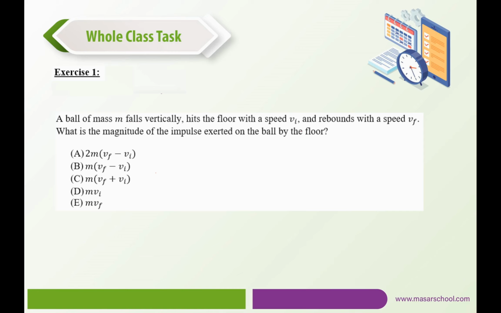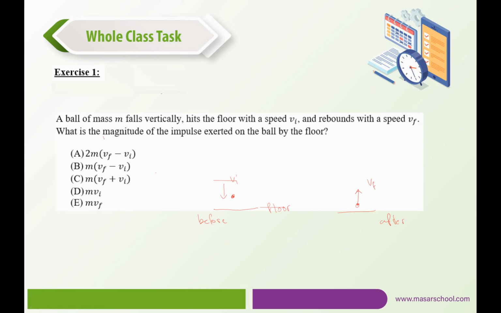A ball of mass m falls vertically, hits the floor with a speed vi and rebounds with a speed vf. So let me do a sketch. This is the floor. So before impact, we have a ball that is traveling down with a speed vi. Now after that, the ball will travel upward with a speed vf. Now what is the magnitude of the impulse exerted on the ball by the floor?